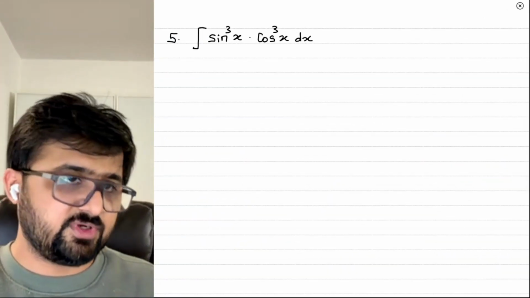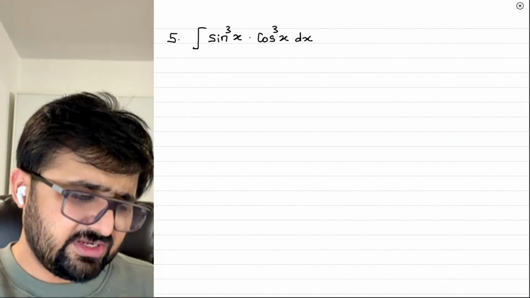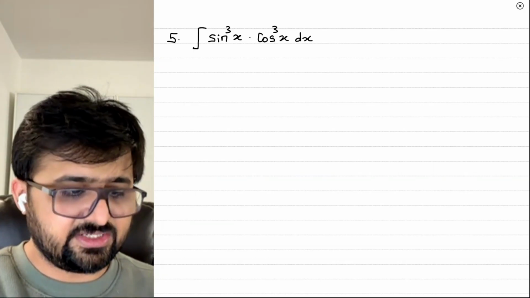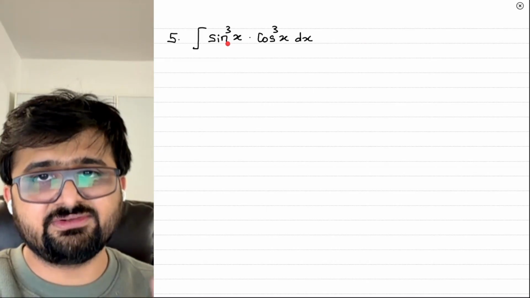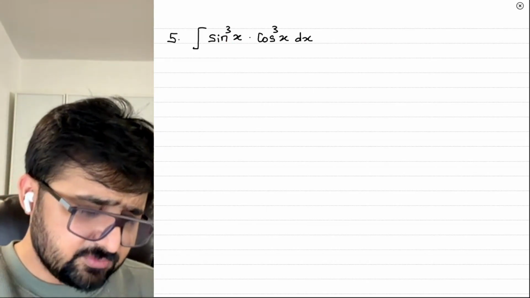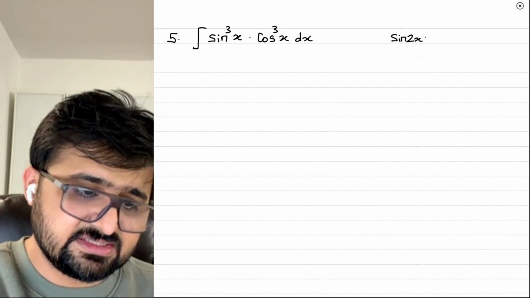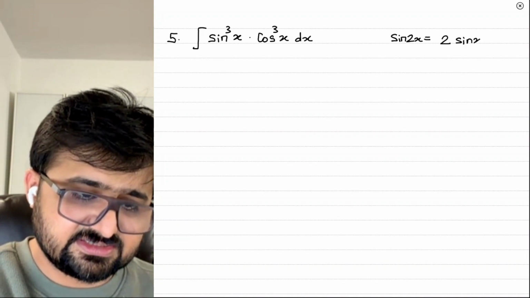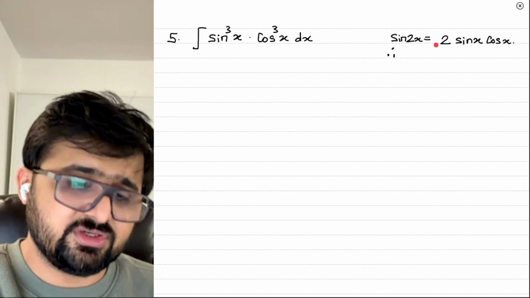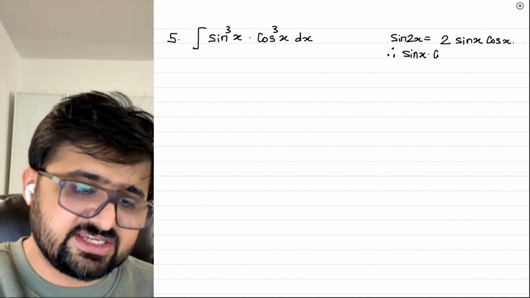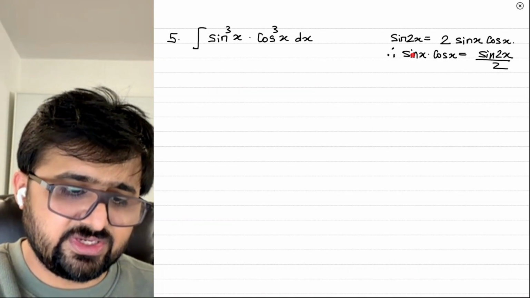All right, let's look at question number 5, which is the integral of sine cube x and cos cube x dx. Now there are two ways to integrate this. Either you can apply the formula for sine cube x and cos cube x separately and multiply them together, and then you'll have to apply defactorization. But the simpler way here is, because we know the formula for sine 2x is 2 sine x cos x, therefore sine x cos x is equal to sine 2x divided by 2.